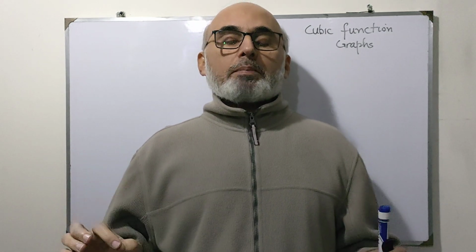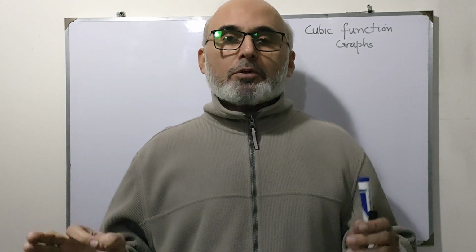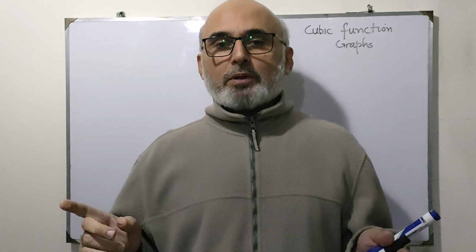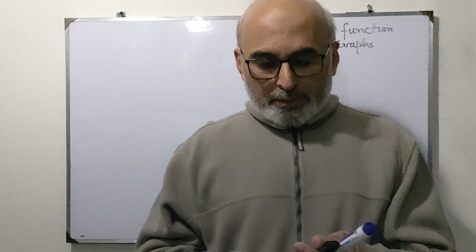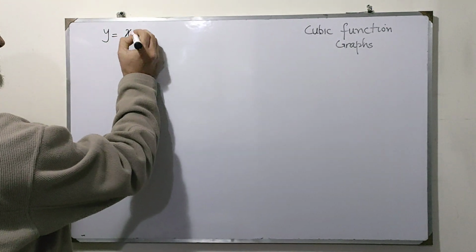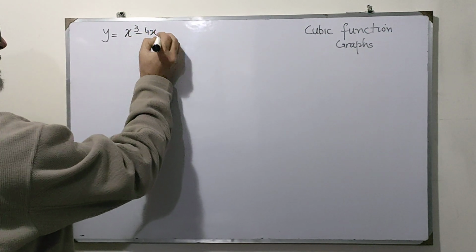We are doing cubic function graphs and we'll continue with it. I'm going to take an example, and with this example I'm going to show that the graph is intersecting the x-axis at 3 points. So let's take an example: y is equal to x cubed minus 4x.